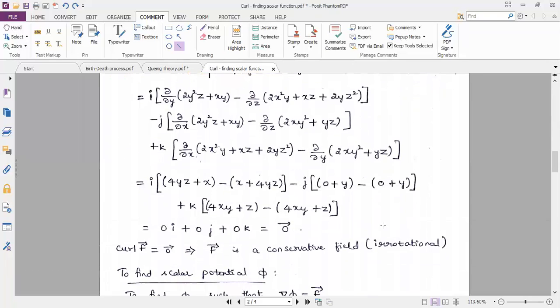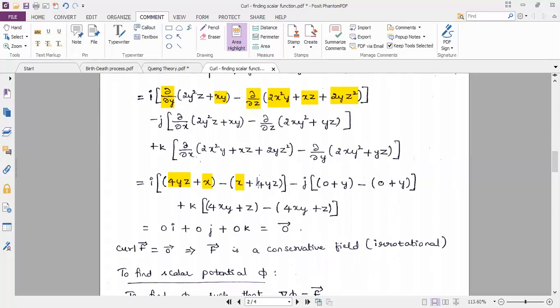Now let's see the partial differentiation. With respect to y, differentiation of 2y² is 4y, keeping z as it is. So we get 4yz. Differentiation of xy partially with respect to y is x into 1, which is x. Minus, with respect to z, partially 2x²y differentiation is 0. Differentiation of xz partially with respect to z is x into 1, which is nothing but x. Differentiation of 2yz² is 4yz with respect to z.